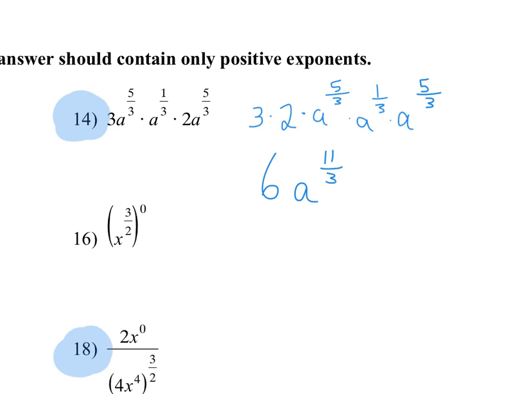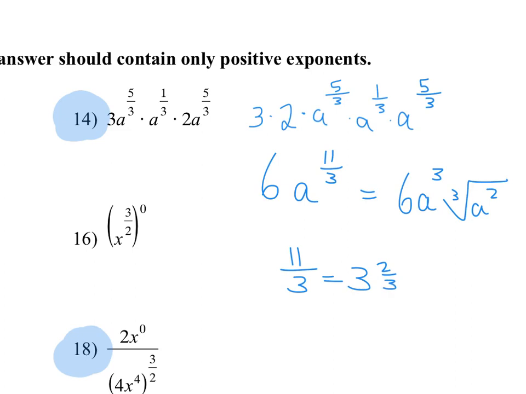Now, if I wanted to simplify this in radical form, this would be 6 times a to the third times the cube root of a squared. I can think about 11/3 as 3 2/3. So when I simplify this, I have 3 entire a's and then 2 partial a's inside the radical. So the preferred form here is in radical form. So fully simplified, I should get 6a cubed times the cubed root of a squared.